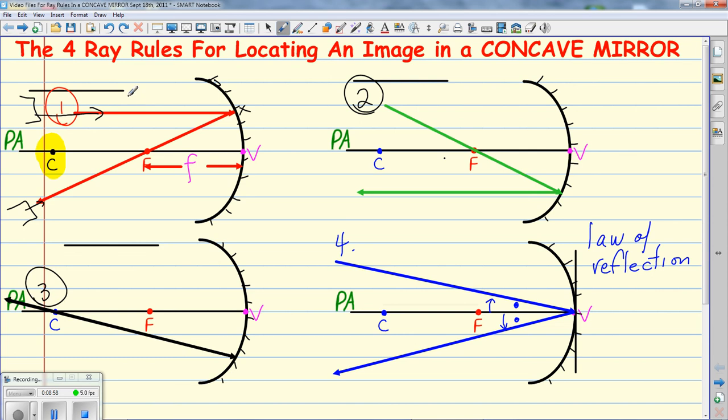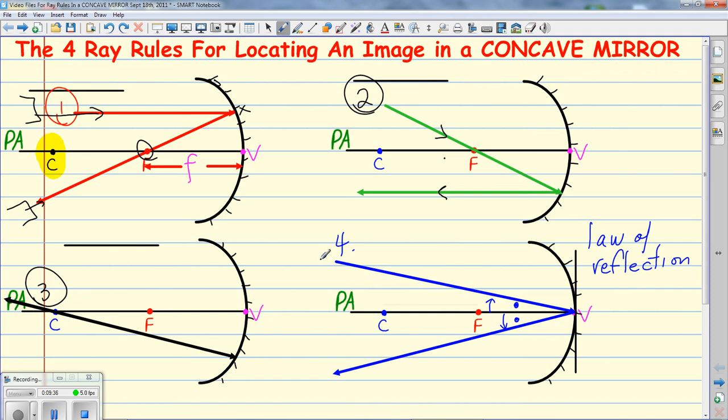So in ray rule number 1, any ray of light that you shine from a ray box using a single slit from your ray box that goes parallel to the principal axis must bend and go through the focal point. Similarly, in reverse, any ray of light that you shine that goes through the focal point must reflect parallel to the principal axis. These are just mirror images of each other. They're reverse of each other. The third rule is probably the simplest. Any ray of light that goes through the center will bounce back and go straight back on itself. So you'll only see one light on.